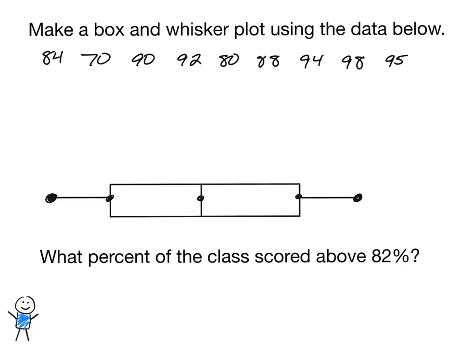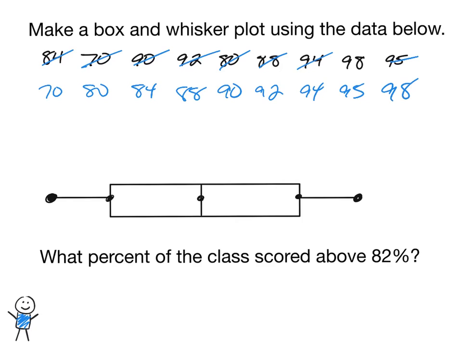All right, on this slide we actually have a set of data, and we're going to fill in or create this box and whisker plot and see if we can answer a question about it. Step one when you're given the data is to rearrange them in order from smallest to largest. And remember, I like to cross them out once I find them. So we have a 70, an 80, an 84, an 88. Looks like 90 would come next, 92, 94, 95, making 98 the largest.